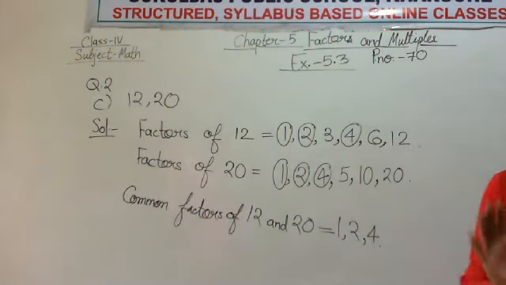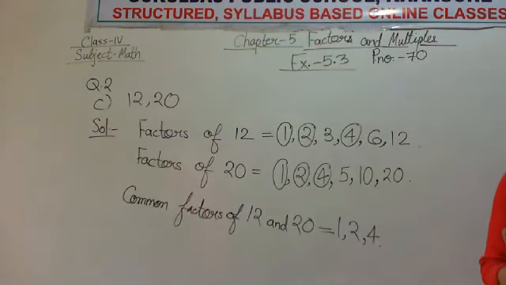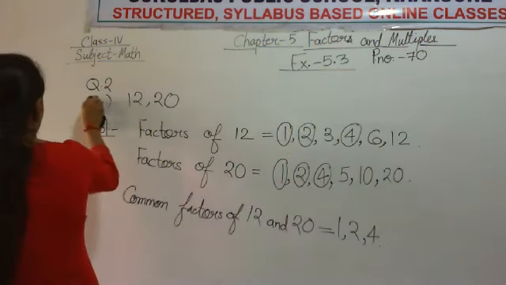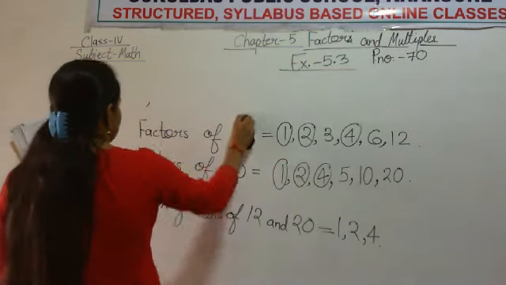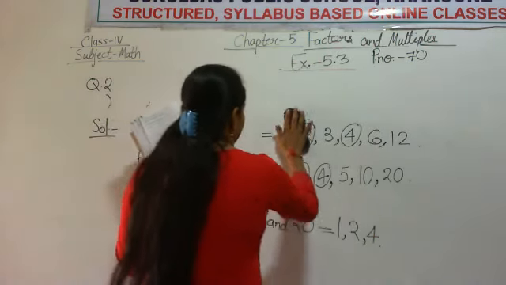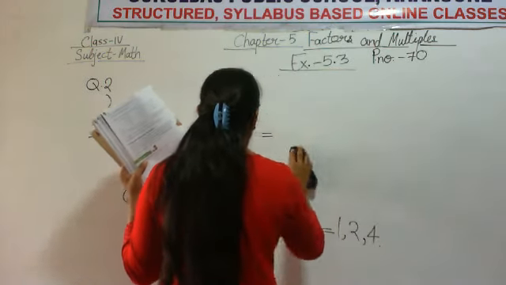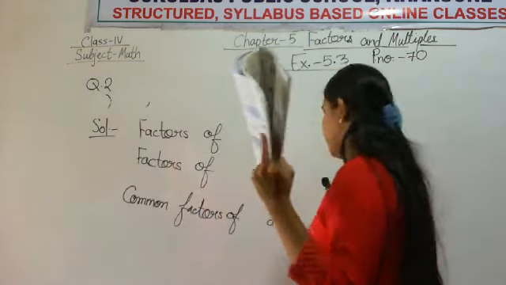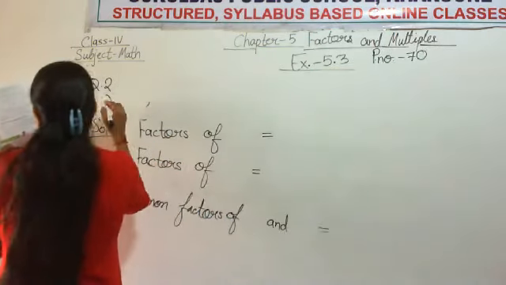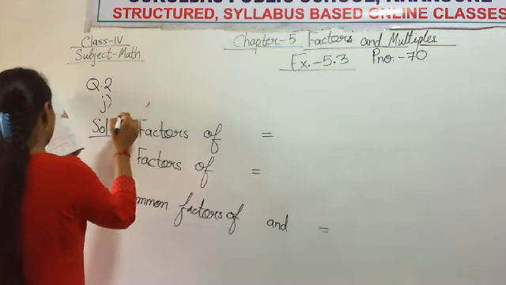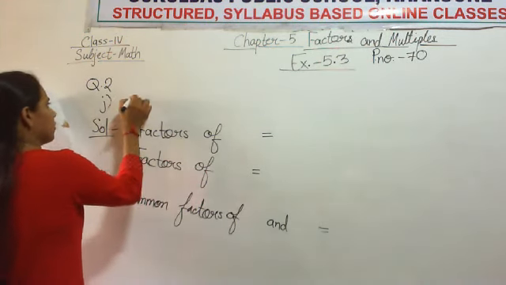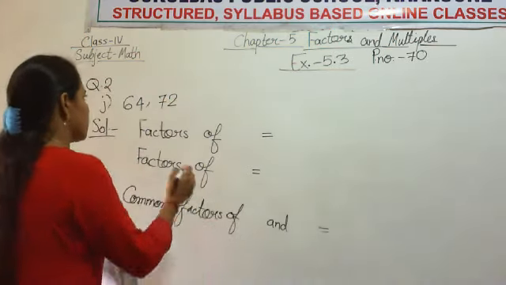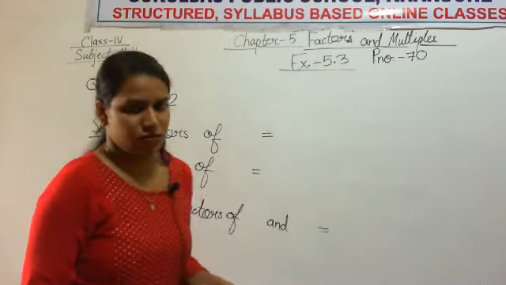So I hope you got this concept. Okay. Now I am doing the last one, that is 6J. I am solving the last one, that is J. Then we will move towards the next question. The remaining questions you need to do by yourself. Two given numbers are 64 and 72. And your task is to find common factors.